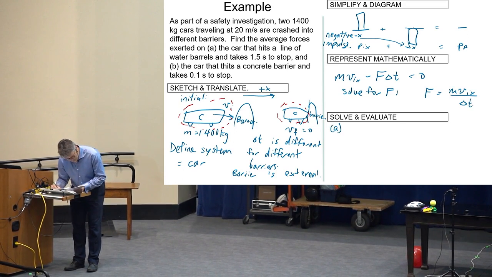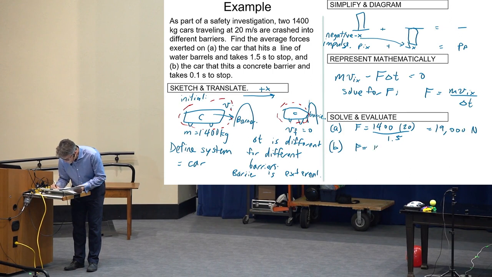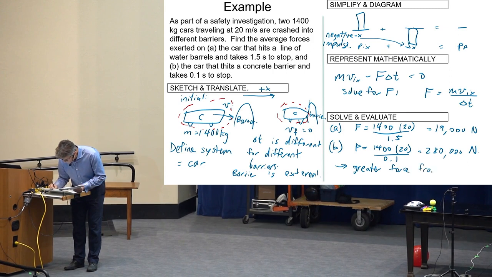And so A is going to be F is equal to 1,400 times, they're both going to have masses of 1,400 and initial speeds of 20. You divide by 1.5, you get 19,000 newtons. Seems pretty big. But when you divide by 0.1, you get something even bigger. 280,000. So there's a greater force from the concrete. Which sort of makes sense.